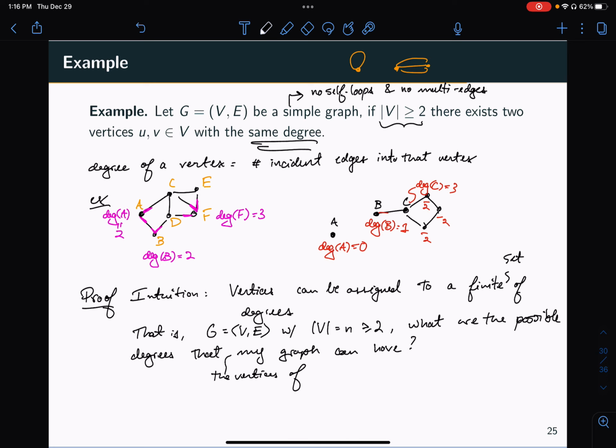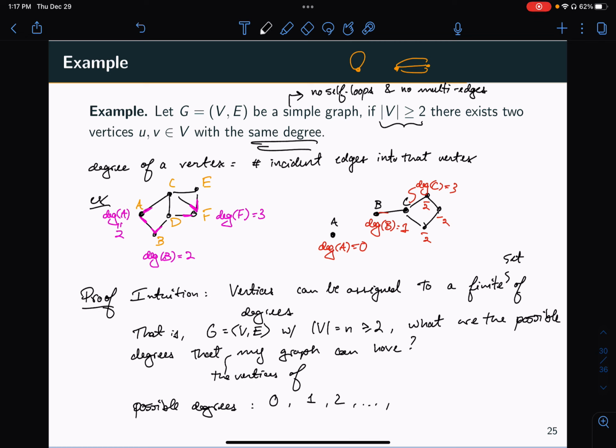Well, let's think about it. What's the smallest degree that a vertex can have? We can see here that it's 0. A vertex could have no incident edges, so its smallest possible degree is 0. Then it could have degree 1, like this vertex has here. It could have degree 2.